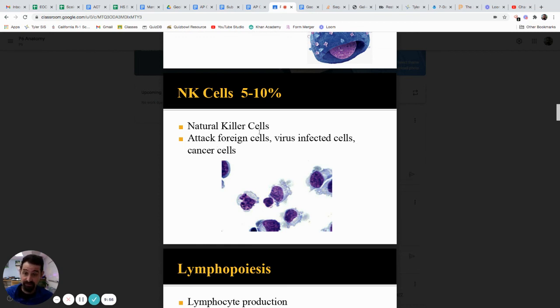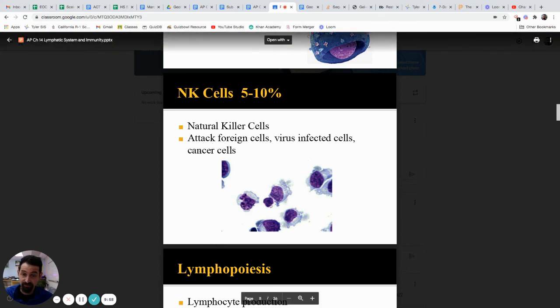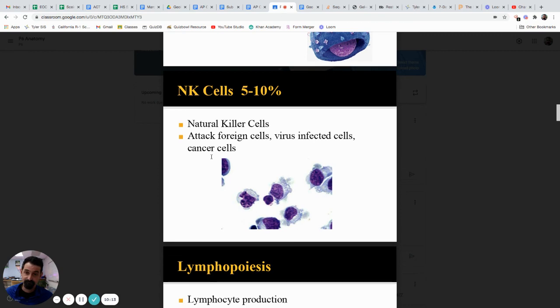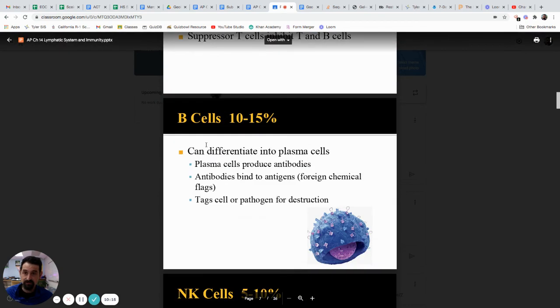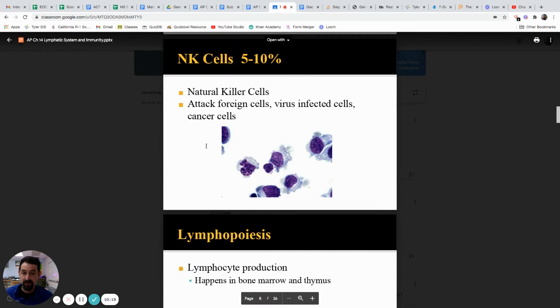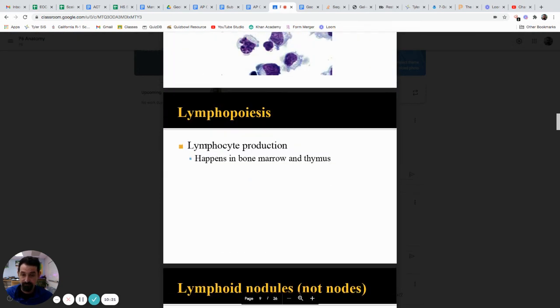These NK cells are like the police department of your body, and anything that's just not doing what it's supposed to be, they go ahead and try to destroy those cells. So those help in your overall general immune response. You don't have as many of these as you do of T cells and B cells, but you do have some of these.